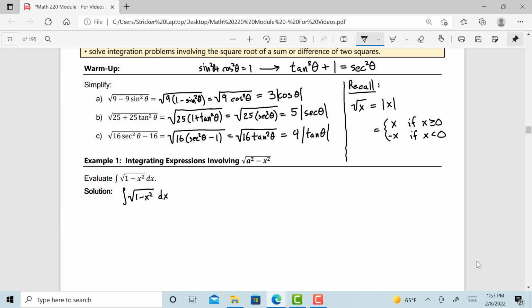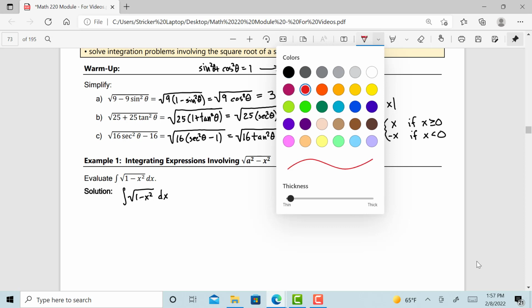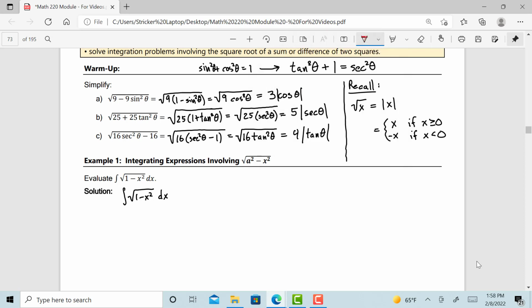And notice that up here in the warm-up, because it has that 1 minus, that constant minus x squared, it's going to lend itself well to the identity that involves sine squared and cosine squared. So that's exactly what we're going to do. We're going to use that identity, and we're going to do what's called a trigonometric substitution. So let's go ahead and write that in over here on the side. We're going to use a trigonometric substitution.